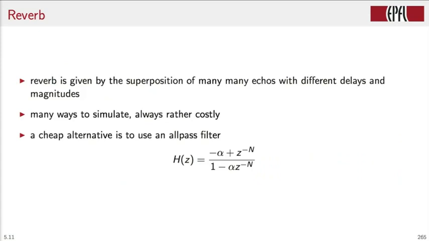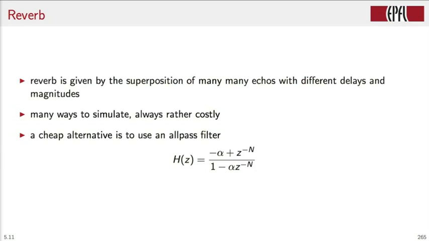The next linear time invariant effect that we will consider is reverb. Reverb is really the superposition of very, very many echo-like reflections that come from different directions and therefore have different delays and different types of attenuations associated to them. Because of the complexity of the impulse response associated to reverb, precise simulations are very costly in terms of computational power.